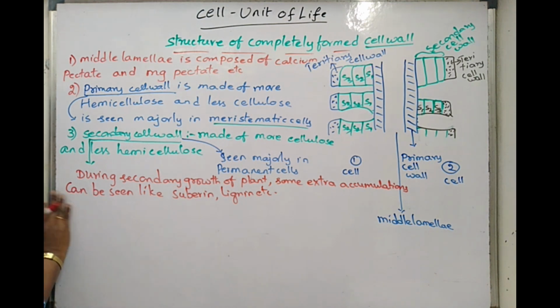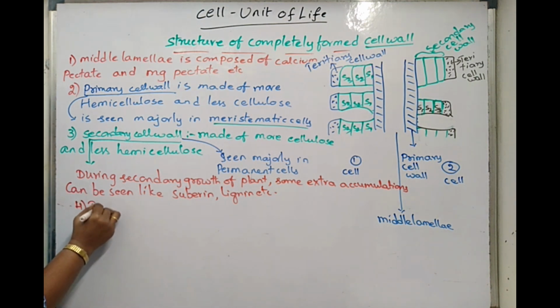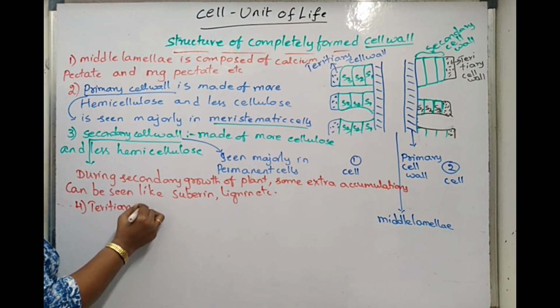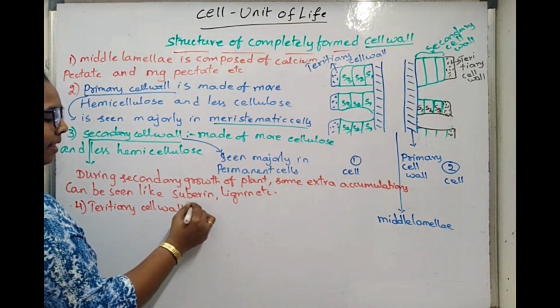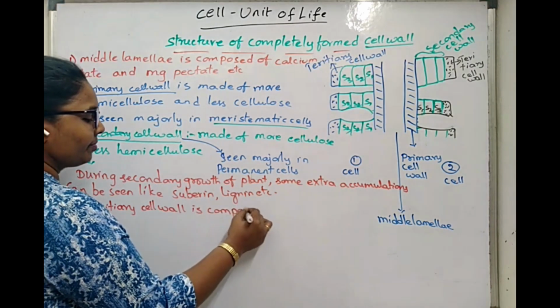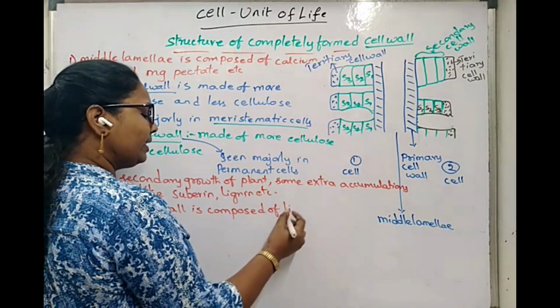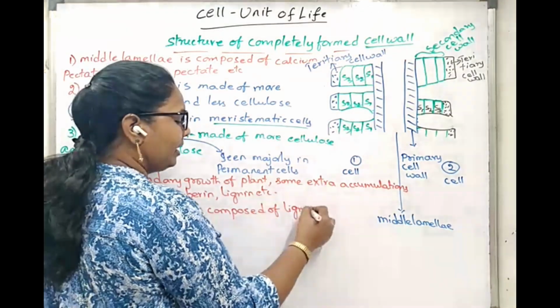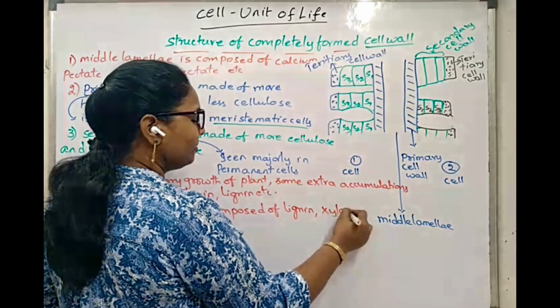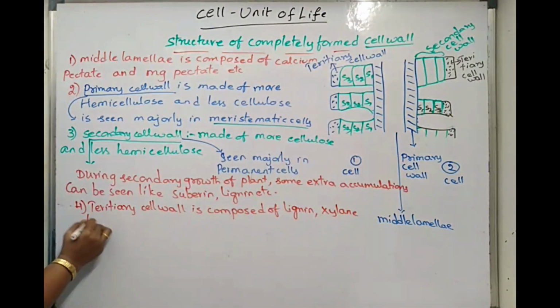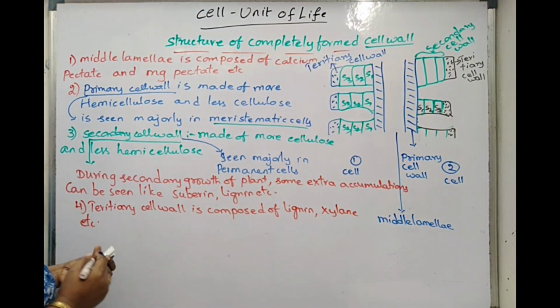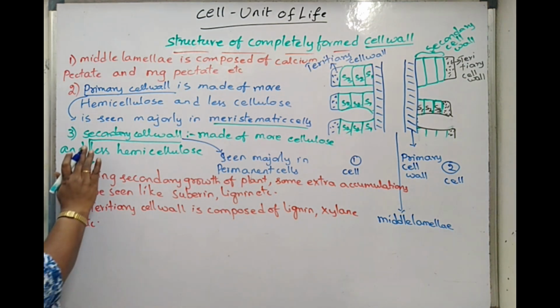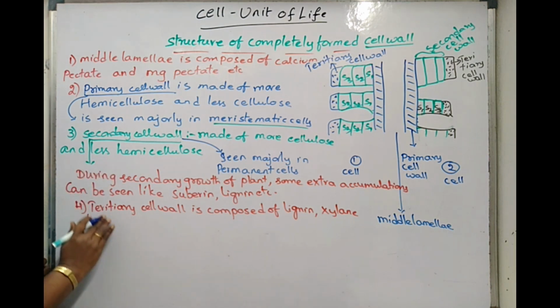Now, the tertiary cell wall. The tertiary cell wall is composed of, or has some accumulations of, lignin, xylan, etc. These are some types of substances that do not allow water molecules. So the substances impermeable to water can be considered as lignin, etc. So the secondary cell wall is seen in permanent cells, and the tertiary cell wall also in permanent cells.